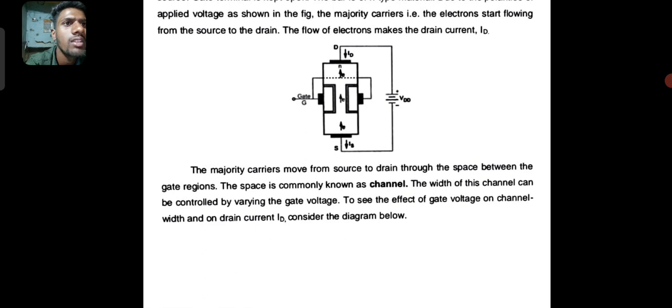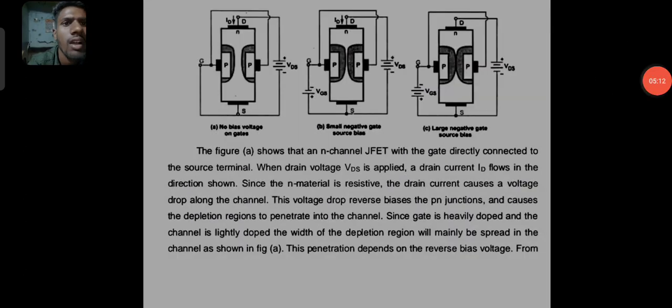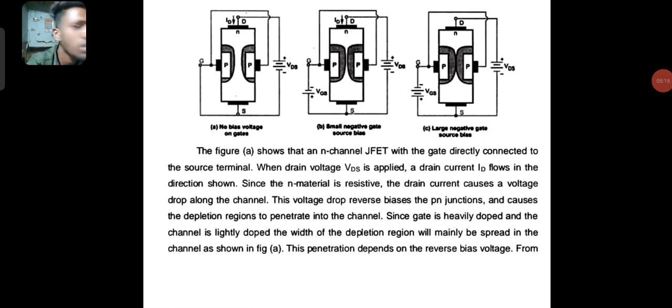The majority carriers, the electrons, start flowing from the source to the drain. The flow of electrons makes the drain current ID. The majority carriers move from source to drain through the space between the gate regions. The space is commonly known as channel. The width of this channel can be controlled by varying the gate voltage. To see the effect of gate voltage on channel width and on drain current ID, consider the diagram below.